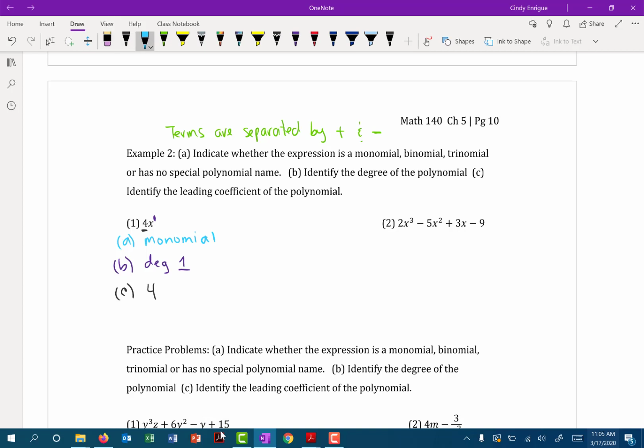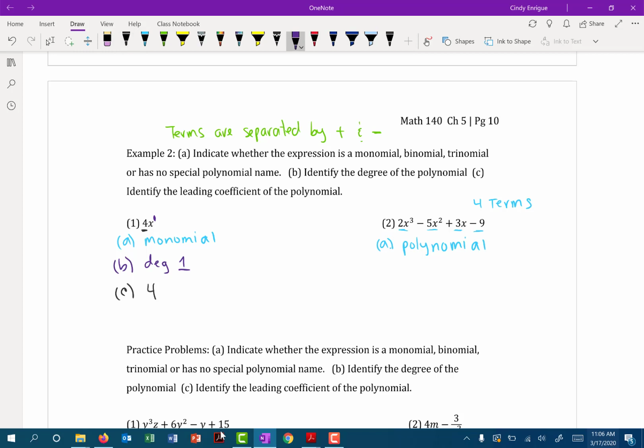So for this example, I want to see how many terms this has. So I have 1, 2, 3, 4 things that are being separated by addition and subtraction. So because I have 4 terms, it can't be a monomial or a binomial or a trinomial, since a trinomial has 3 terms. So when it's more than 3 terms, we just say it's a polynomial, which means more than 1. So not a special term.